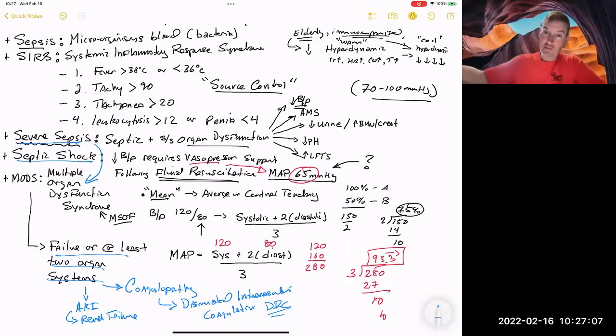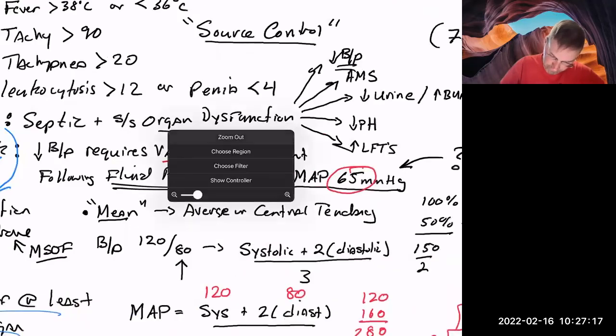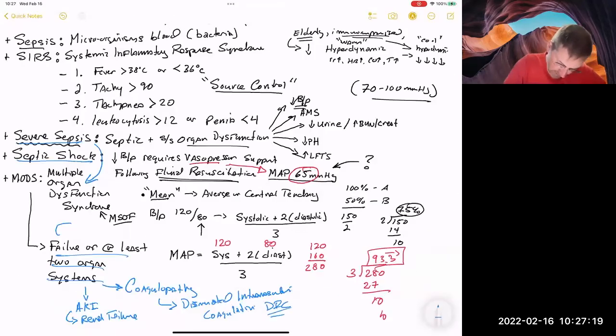Sometimes it can take some time to develop. And there's actually another complication I'll mention that does take some time to develop. And this is something that is referred to as ARDS. And that stands for acute respiratory distress syndrome. And this is when somebody has a lung injury, acute lung injury. And that could be due to hypoperfusion of the lungs, or it could be due to chemical injury, direct trauma.